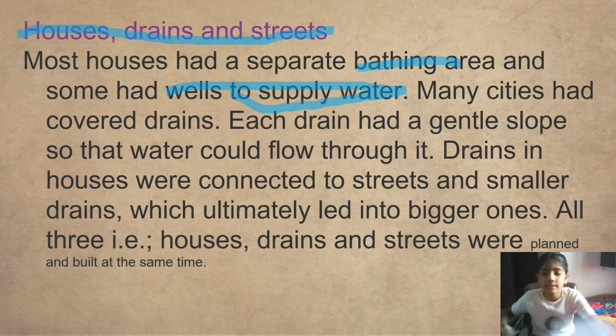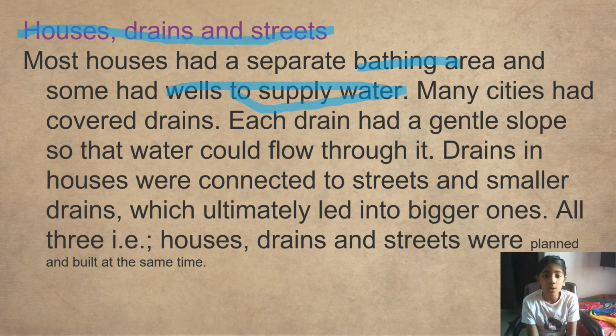If this is a drain and water is here, it's not open. It has been closed and there were holes. They just took them out so they could clean the drain. Then only they could clean. And drains in houses were connected to the streets and smaller drains.